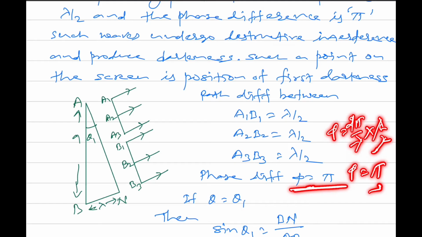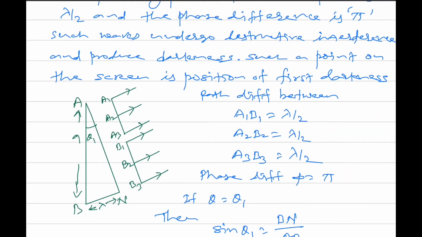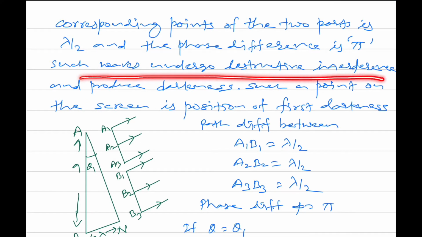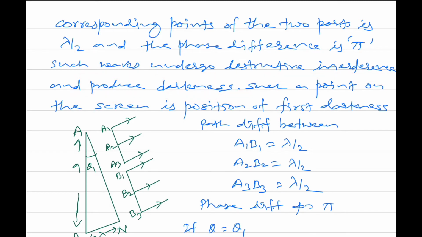This is the phase difference between these two waves originated from the corresponding points. Such waves undergo destructive interference and produce darkness. So the two waves we get from these two parts, A1, A2, A3 and B1, B2, B3, the waves of A1 with B1, A2 with B2 and A3 with B3, these waves undergo destructive interference and produce darkness. So no light is left. Therefore, this is the position of first darkness.